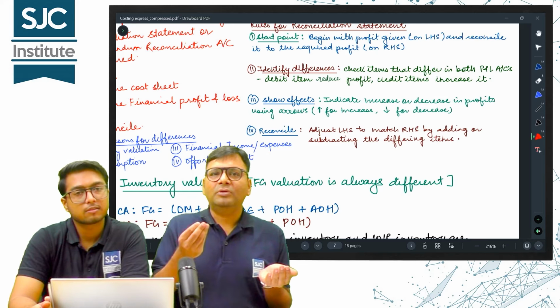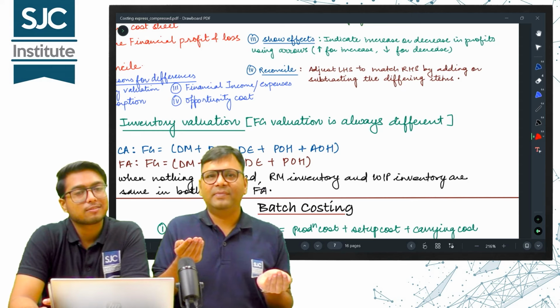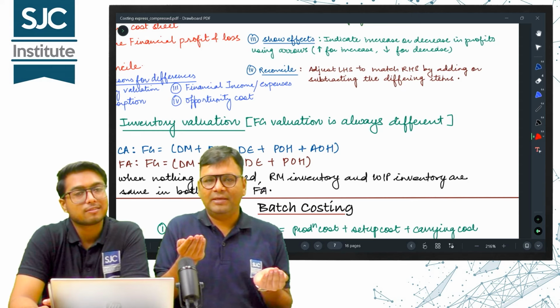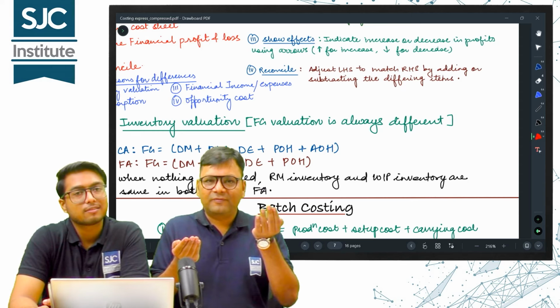Fourth step, now you need to reconcile. Adjust the left hand side to match with the right hand side by adding or subtracting the differing items. So as you can see, the level of adjustment I have not kept the same in both the hands. In cost accounting, I had reduced profits by charging overheads of rupees 1 lakh. But here in financial accounting, it was charged only 80,000 because that was only the actual overhead. So we have to always match the left hand side with the right hand side.